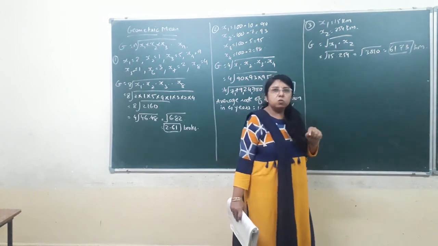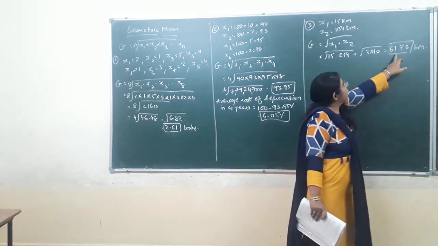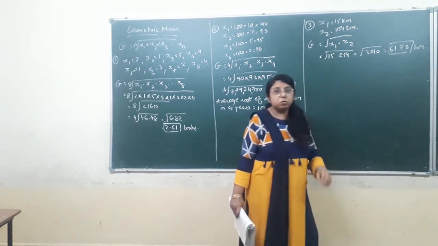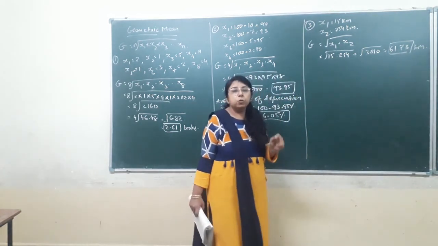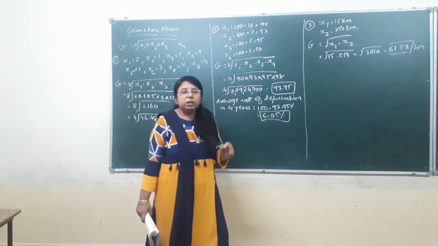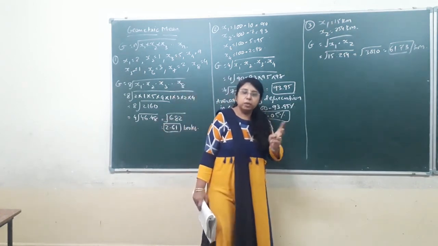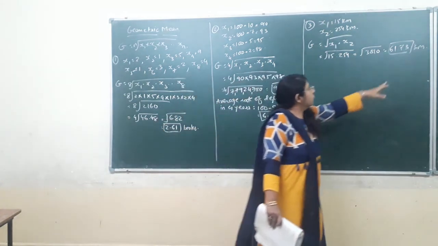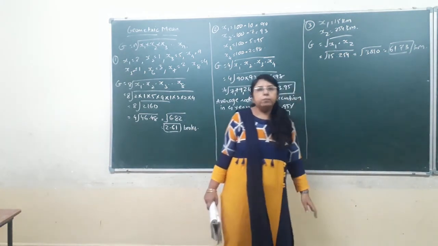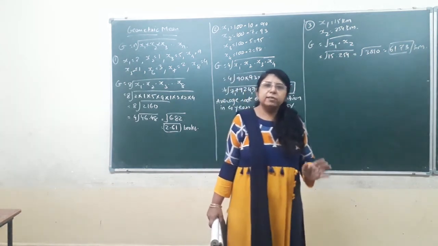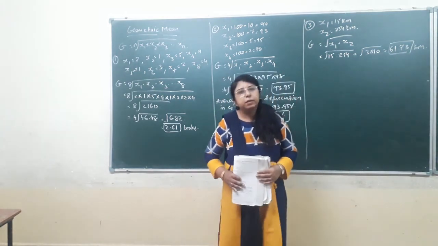The square root of 3,810, you will get 61.73 kilometers, because here the distance traveled on Monday and Tuesday is given to you in kilometers. So whatever the answer, that is the average of both the days, Monday and Tuesday, will also come in kilometers. So don't forget to put the unit. That's the end of the exercise and of this method, the geometric mean method, students.